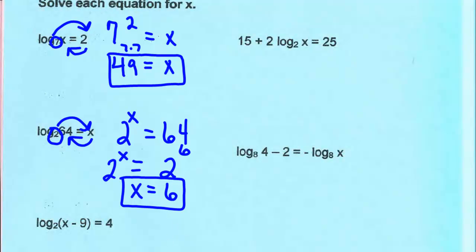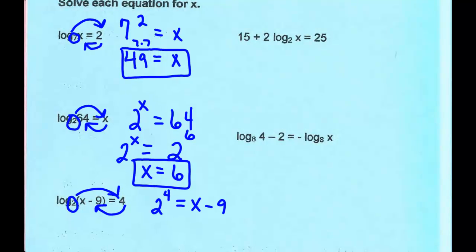Let's look at the next example. 2 raised to the 4th power equals x minus 9. 2 to the 4th power is 16, and that's equal to x minus 9. When we add 9 to both sides, we get x equals 25.